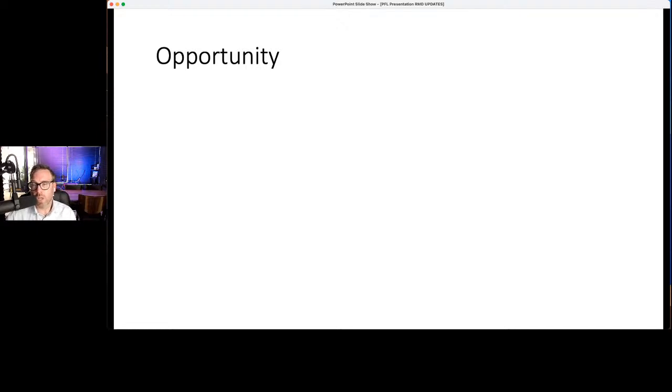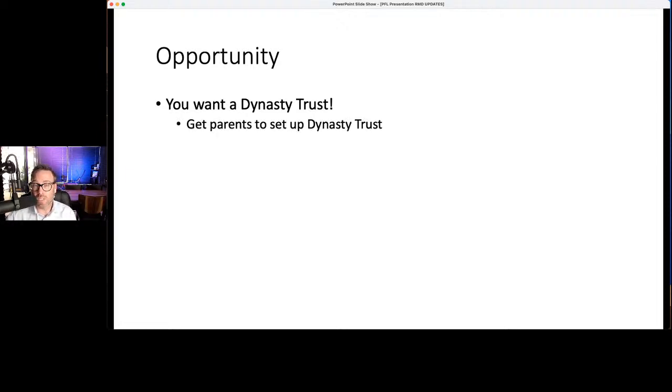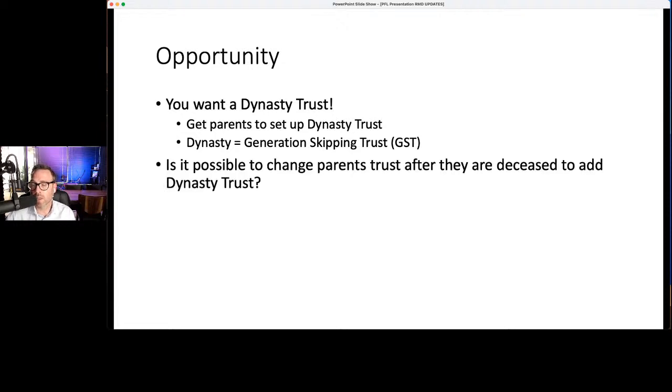So what's the opportunity? What did we learn today? We learned that you want a dynasty trust. So get your parents to set up a dynasty trust if they're doing their estate plan, or if it's been a while since they've updated their estate plan. It's time to get it set up. This is the best way to receive your inheritance. Dynasty equals generation skipping planning, generation skipping trust, generation skipping transfer tax, if you want to get technical.